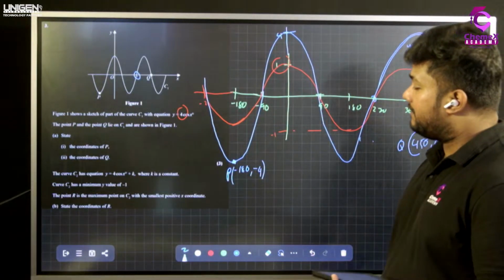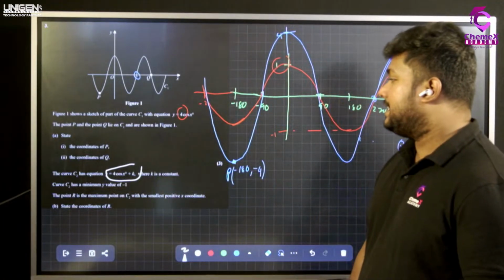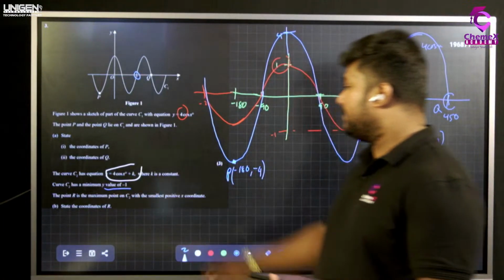The C2 has the equation y equals 4 cos x plus k, where k is a constant. The C2 has a minimum y value of -1.